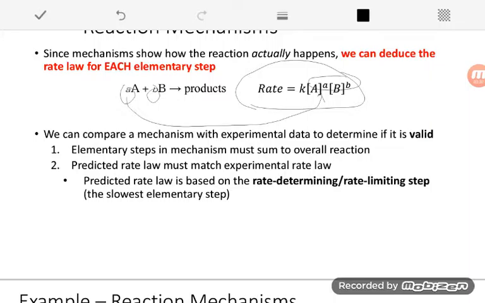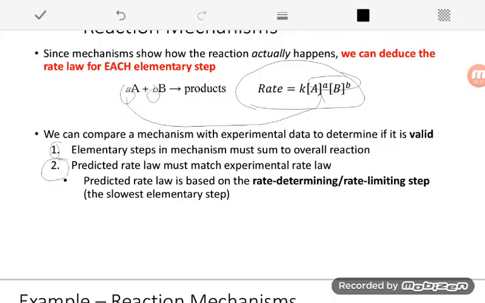So mechanisms are usually proposed by scientists for a particular reaction, and then you have to figure out if that mechanism is valid, if we think it could really happen. And there are two main things you have to look at. First of all, just making sure it adds up right. That one's easy.